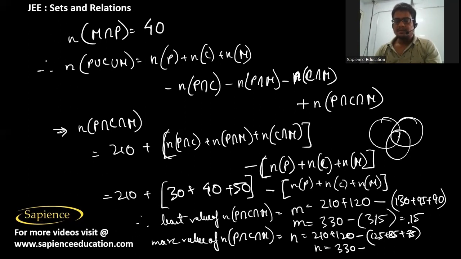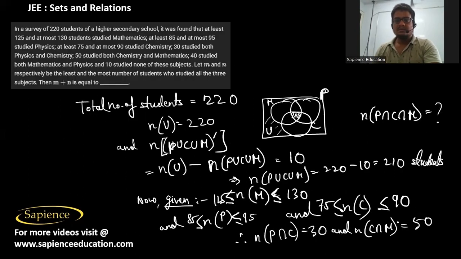So this is 200. So this is 285. So this will be equal to 5, and then 8, 9 plus 4, 45. So n is equal to 45, m is equal to 15. So therefore m plus n value, that will be equal to 15 plus 45. So that will be equal to 60.